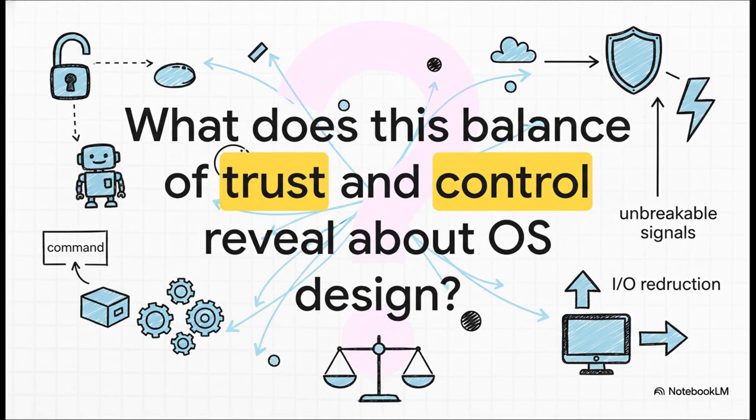So there you have it. We started with a simple command and we uncovered this whole deep system of creation, transformation, communication, and control. This design really reveals a core philosophy of the operating system. It trusts programs to manage themselves gracefully, but it always keeps ultimate authority with a few unbreakable rules. And it's that elegant balance of trust and control that makes the simple act of running a command both incredibly powerful and incredibly reliable.